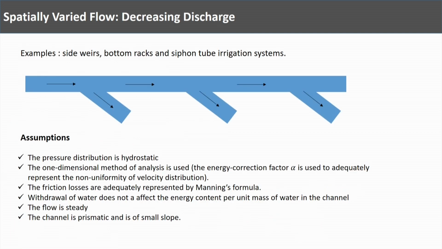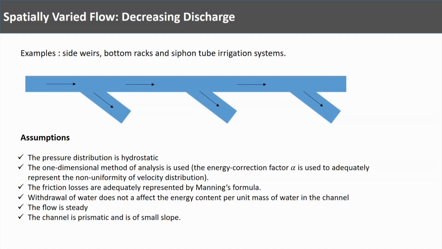Now, let us see the governing equation for spatially varied flow with decreasing discharge. In that case, the water is coming out of the channel. Okay. So, this is an example, where this is the main channel, and water is coming out of the channel. So, in that case what is happening? It is not changing the energy of the flow or energy of water. So, we are using the energy equation to derive the governing equation for spatially varied flow. The assumptions are here.